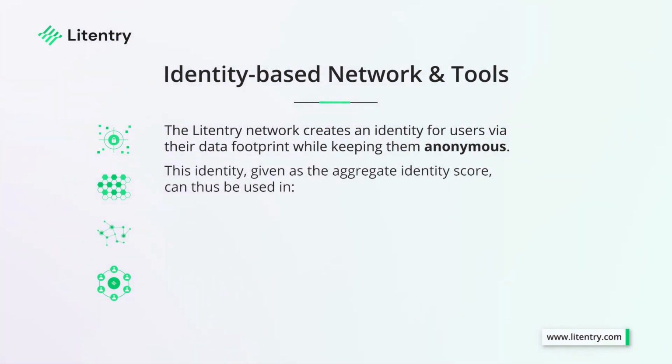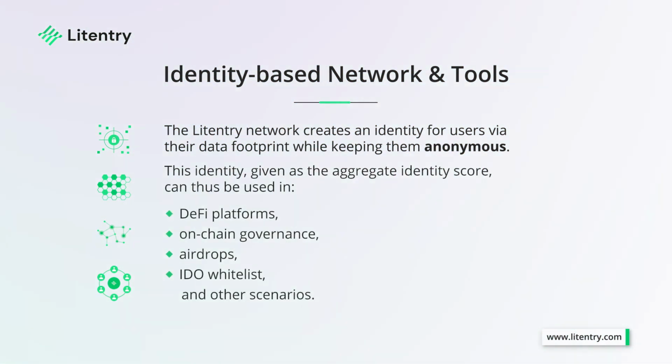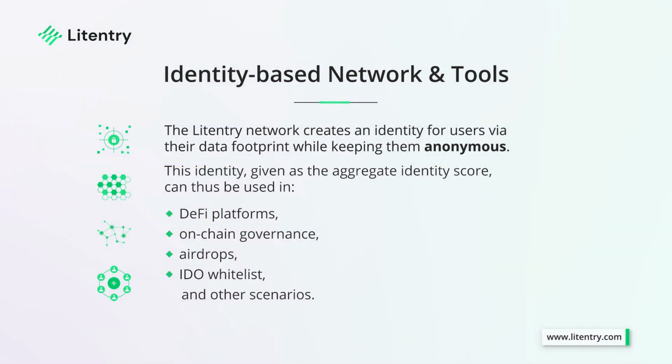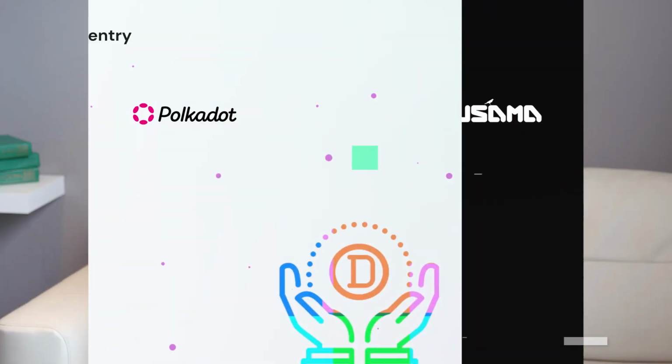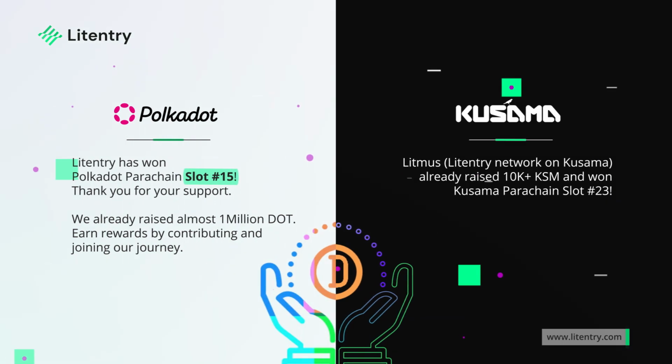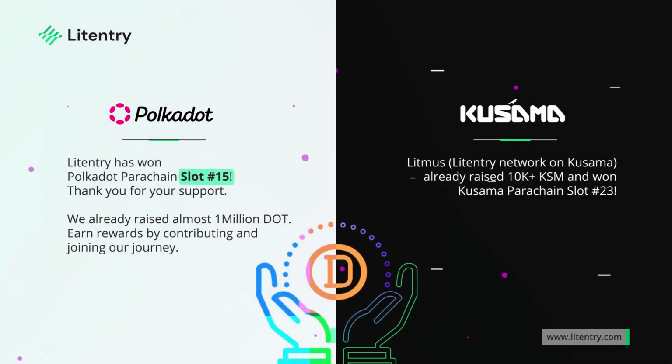This identity, given as the aggregate identity score, can thus be used in DeFi platforms, on-chain governance, airdrop or IDO whitelist, and other scenarios. Increasing the user's trust index opens them up to more significant opportunities in the DeFi world, loyalty rewards, etc. Today we have the founder of Litentry, who would be glad to answer some questions about Litentry. Lately, Litentry has won a Polkadot Parachains slot.